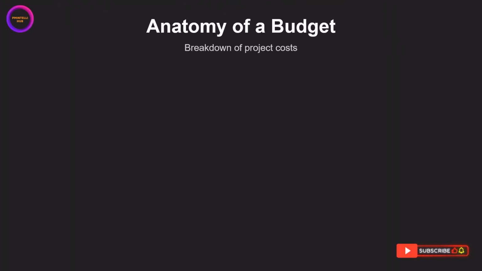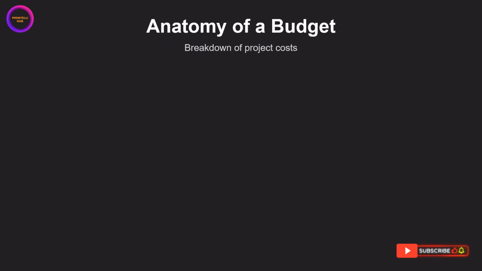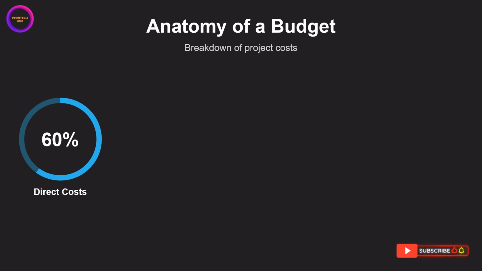Now let's explore the anatomy of a complete project budget. As we've said, project budgeting is the process of estimating the total resource costs needed to complete a project. It sets the spending expectations and requires accuracy and alignment with the project's scope. A comprehensive budget is typically broken down into these four components. Direct costs, which you can see here make up the largest portion at 60%. These are costs directly tied to the project work, like labor, materials, and equipment.